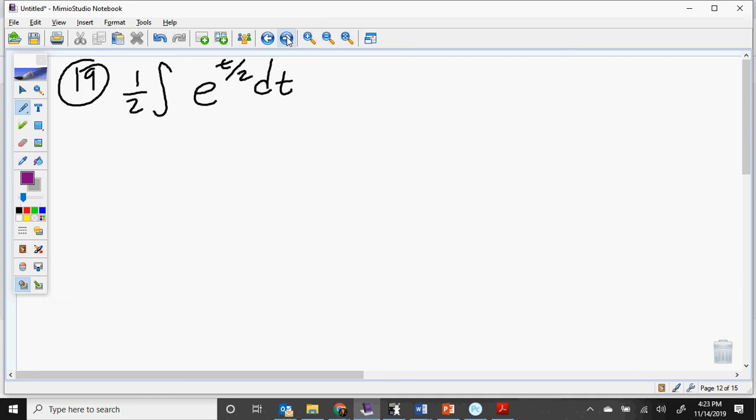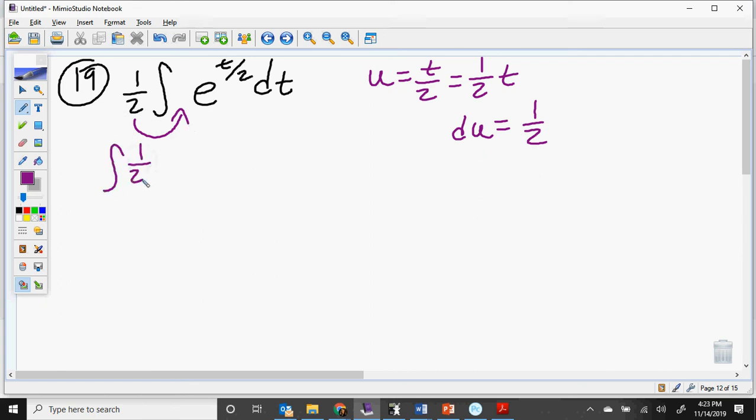19's this. Okay, we're going to use a u substitution here because we want this to be e to the u. So t over 2. And of course, t over 2, that's the same thing as 1/2 t. So if that's my u, my du is going to be 1/2. Well, notice there's already a 1/2 in my problem. It's out front, but there's no reason I couldn't just move it back and make this 1/2.